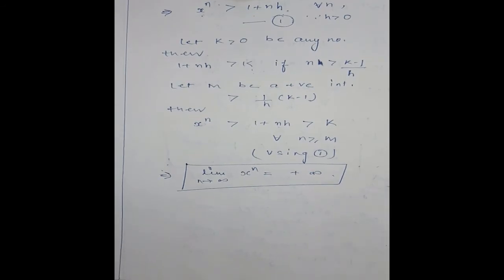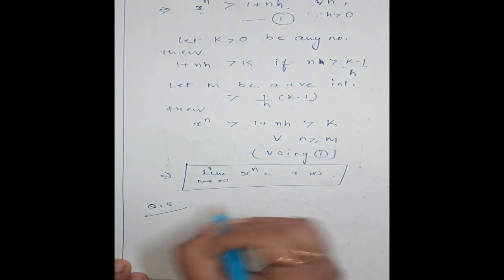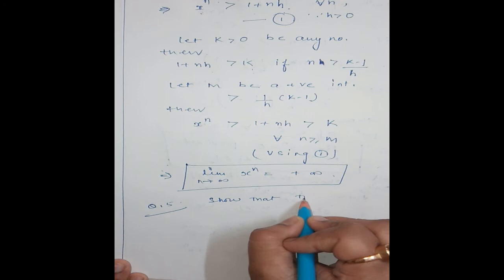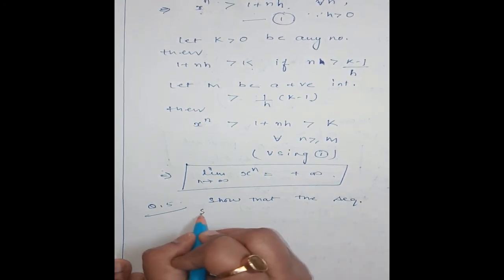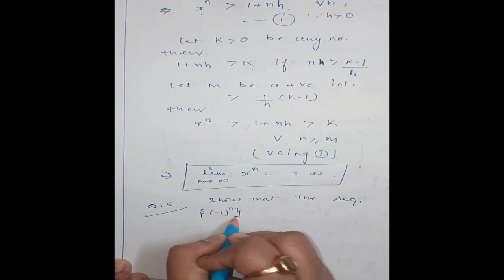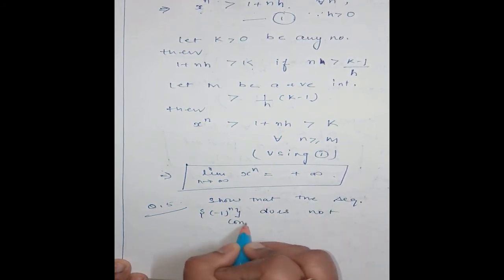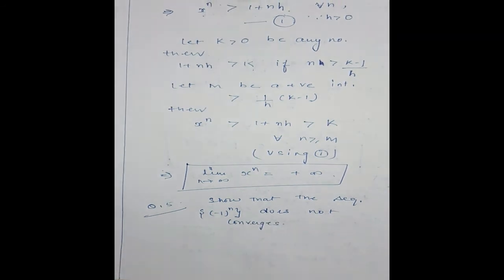Okay, clear? Now next problem, we consider the next problem. Show that the sequence (minus 1) to the power n does not converge. The sequence minus 1, 1, minus 1, 1 does not converge. Okay.